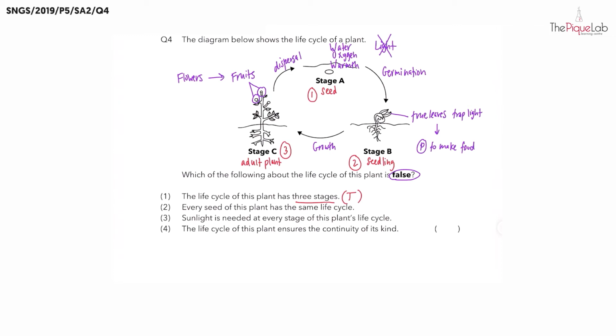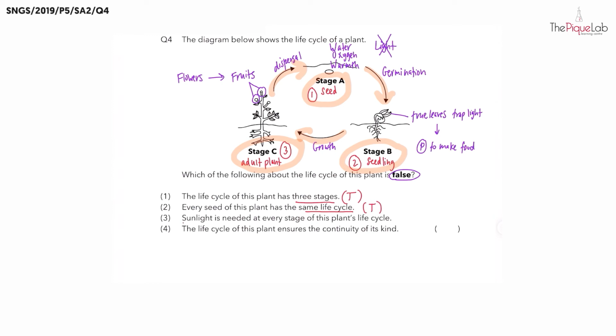Second statement, every seed of this plant has the same life cycle. Remember, the life cycle is a series of repeated events with no start point or end point. If you were to begin with the seed stage, the seed must germinate to develop to become a seedling, and the seedling is going to grow to become the adult plant, which will develop flowers and fruits, and the seeds in the fruit must go through dispersal, and the life cycle is going to repeat itself. So is this statement true? This statement is true for all seeds of this plant.